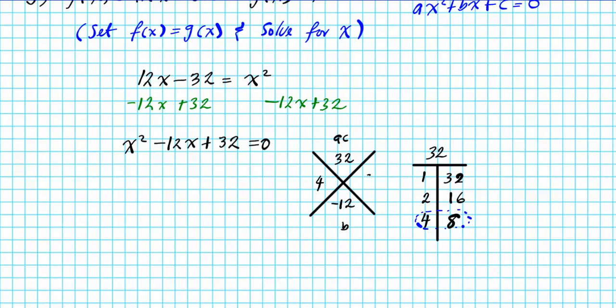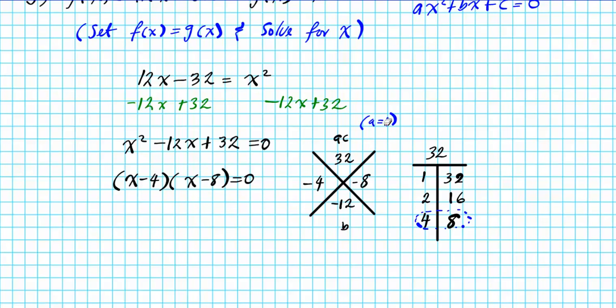4 and 8. Now, we have to combine this in such a way that we get negative 12 as a sum and positive 32 as the product. Since the two addends are smaller than this number and the sum is negative, that means both of these two numbers must be negative. Now, since A is equal to 1 in this problem, that means that we can skip the factoring by grouping component and jump directly to the factored state, which is x minus 4 times x minus 8 equals 0.